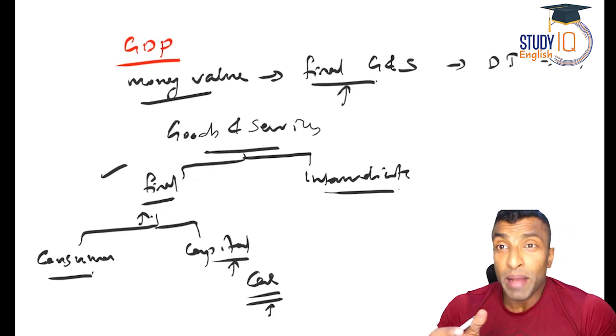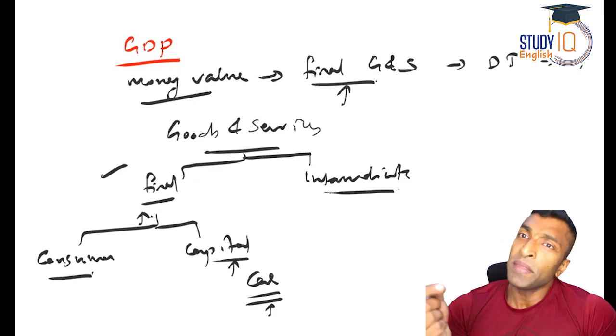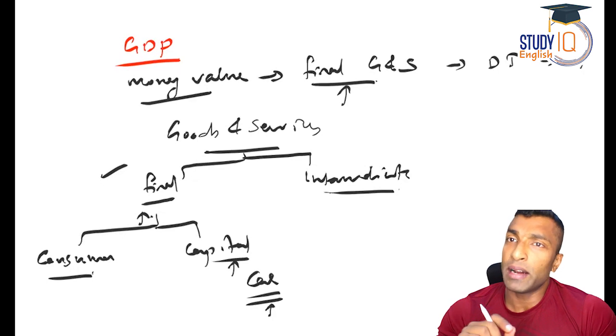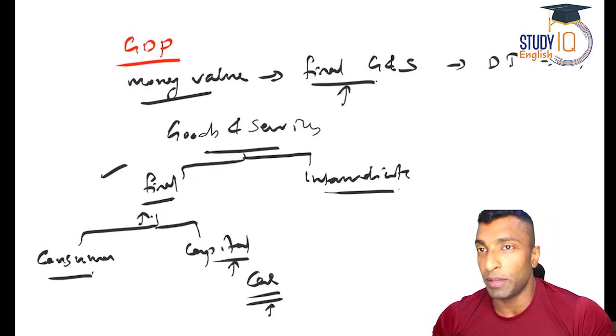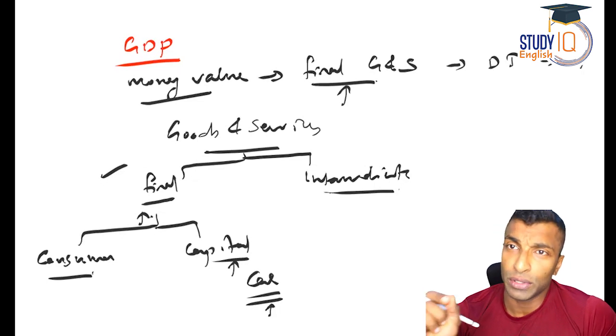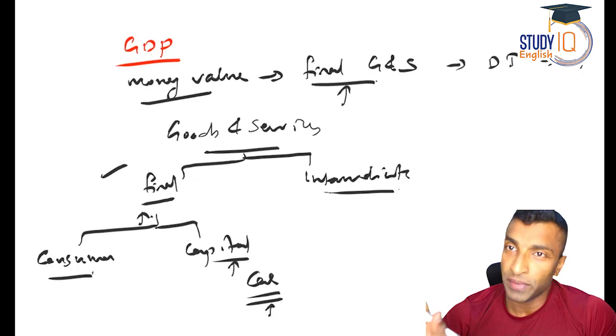Similarly, the same item can be final as well as intermediate. The milk example that I've given: if you're buying it for your home, it is going to be the final product because milk is what is going to be added into GDP. But if it is bought for a restaurant and further you're going to make tea and sell the tea, then tea is the final product and milk is going to be the intermediate product there.